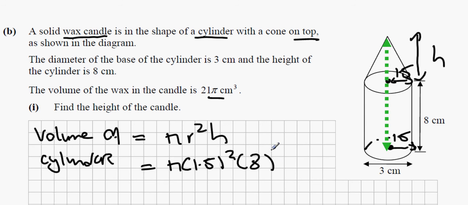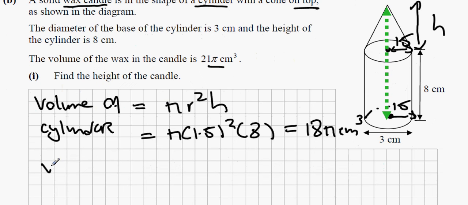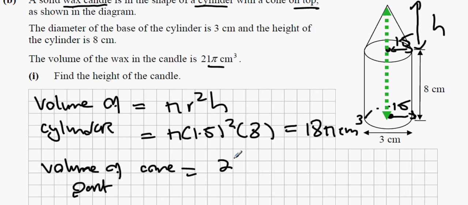And when you put all of that in, what you'll find is that it's 18 pi centimeters cubed. Okay, so it's 18 pi for the cylinder here. This means that the volume of the cone, therefore, the volume of the cone part is going to be 21 pi, which is the volume of the full thing, minus 18 pi, which is equal to 3 pi.